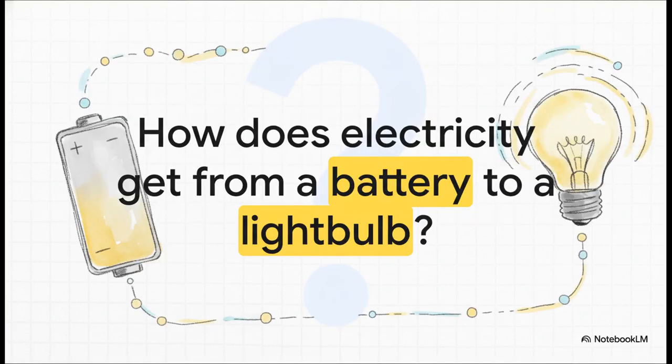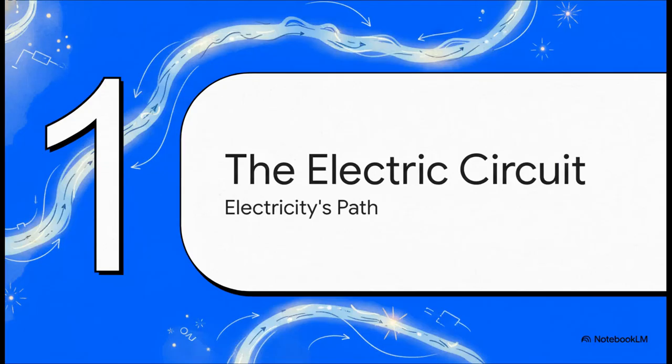All right, so let's start with a really simple question. How does electricity actually get from a battery to, say, a light bulb? I mean, it sounds simple, right? But the answer to that is at the very heart of how all electronics function. So what is the secret? Well, the answer is actually pretty straightforward.